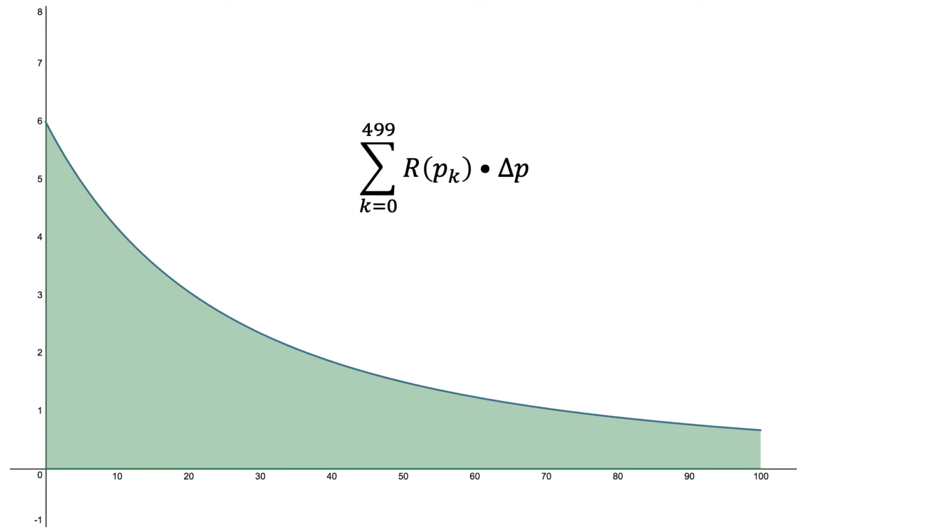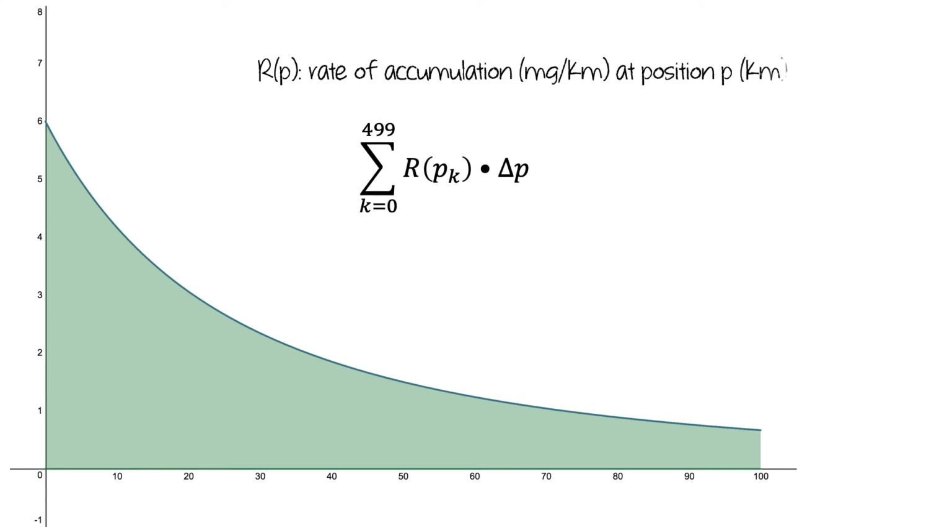We can use the idea of a limit to express what is happening here. So, r of p is the rate of accumulation in milligrams per kilometer at position p, and we divide the 100 kilometers into n intervals. If we let n get larger and larger, and look at our limiting value of the sequence, then we'll be computing the total amount of dust that accumulates on the solar panels.